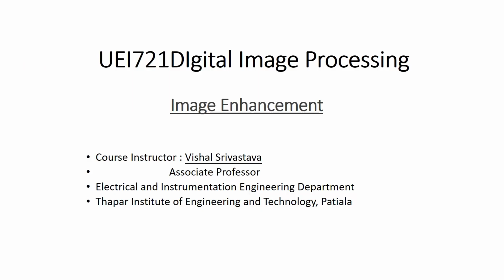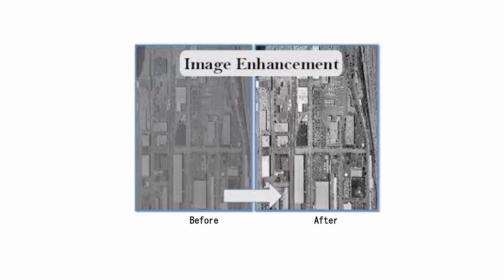Today we are going to discuss another technique for image enhancement, that is homomorphic filtering, and homomorphic filtering is performed in the frequency domain. As we can see from the figure, the left side of the figure shows the degraded images while the right side is the improved one. So we perform different kinds of operations to improve the quality of the images.